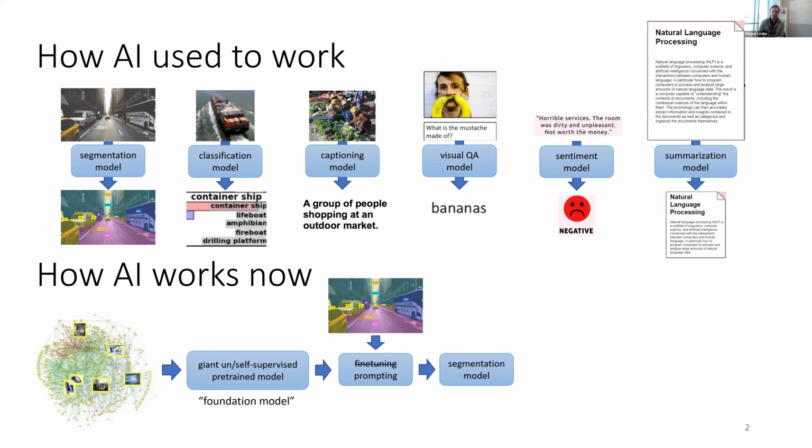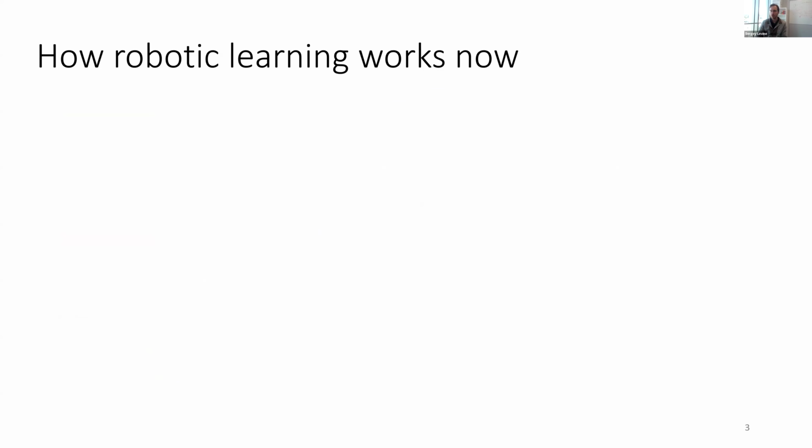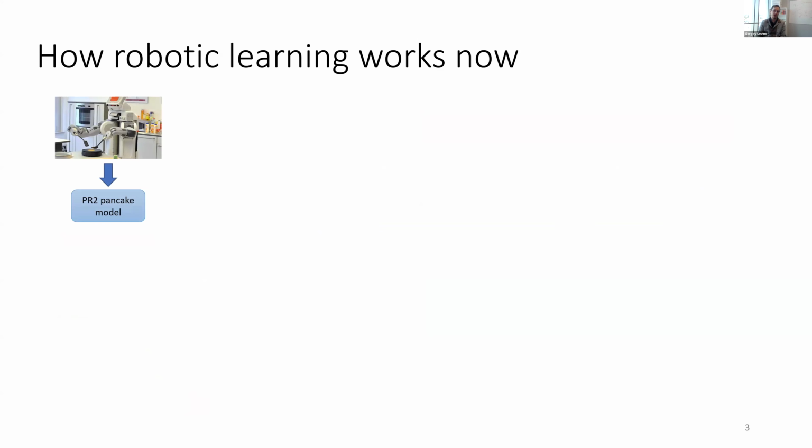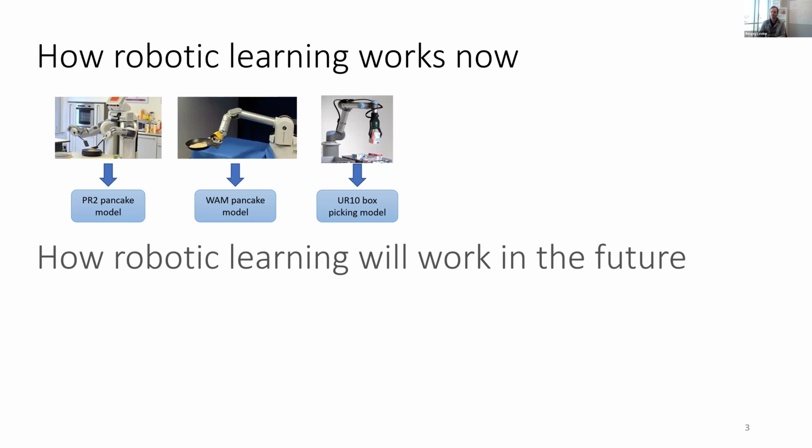Now, in the world of robotics, the way that robotics works now looks very much like the state of vision and NLP half a decade ago, where for every application domain, if you want, let's say, a robot to flip a pancake, you would collect a bunch of data of pancake flipping and train your highly specialized pancake flipping model. And the same you would do for every robotic domain that you want to tackle.